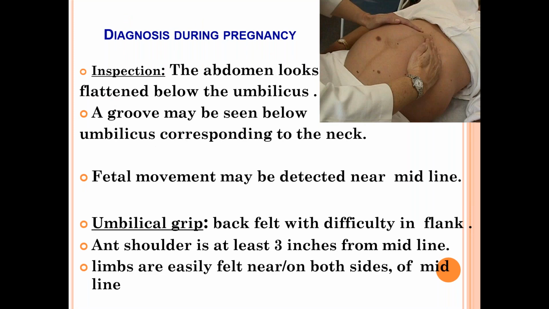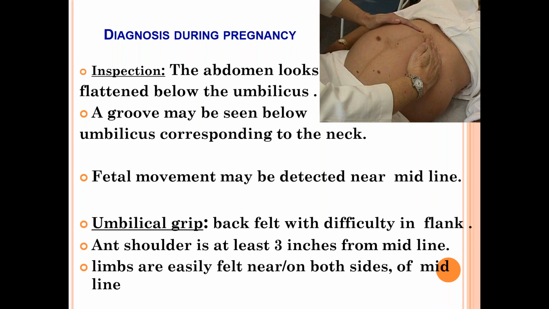Now, how do we diagnose it during pregnancy? Through abdominal examination. In all departments we have learned that there is inspection, palpation and auscultation. So I'm going to tell you what we see on inspection. On inspection, the abdomen looks flattened below the umbilicus. This is one sign which suggests there can be an occipito-posterior position. A groove may be seen below the umbilicus corresponding to the neck.